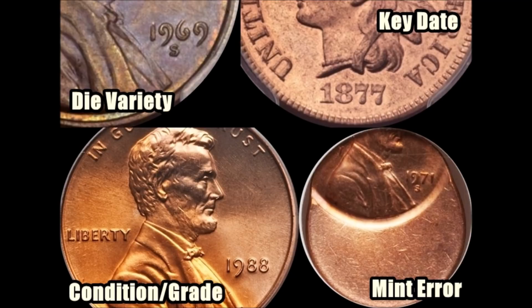Next we have a key date. As you can see here, we have one of the well-known key dates in U.S. coinage, the 1877 Indian Head cent. Very pricey in its own right. But there are a number of other key dates. The 1916-D Mercury dime is another such example. The 1909-S VDB, or even just the 1909-S Lincoln cent. Those are a few examples of what I call key dates.